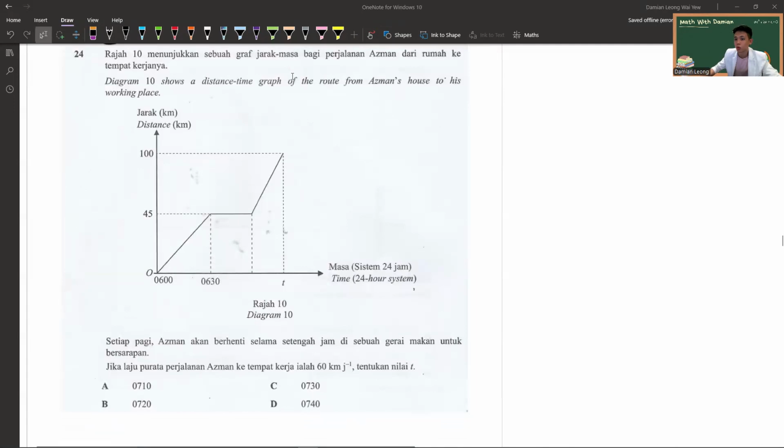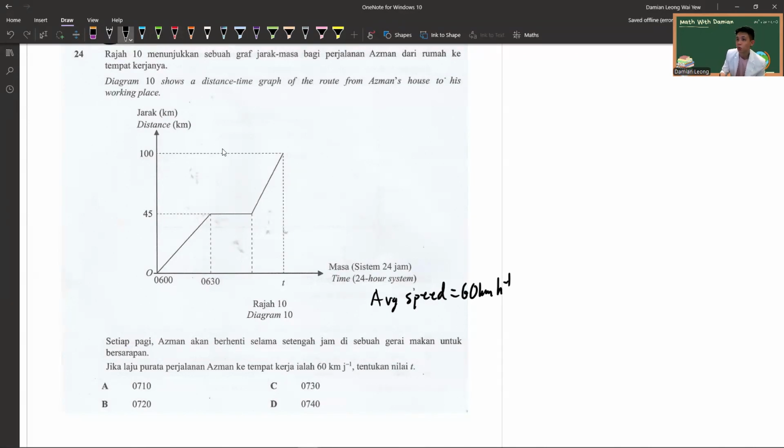Then question 24. The diagram shows a distance against time graph of the route from Asman's house to his working place. I want to find the average speed. Sorry, I'm given the average speed. The average speed is 60 km per hour. Determine the value of t.